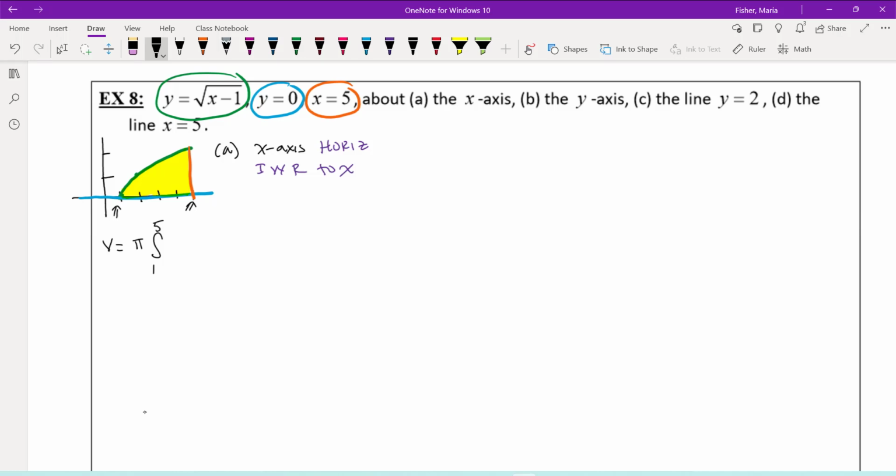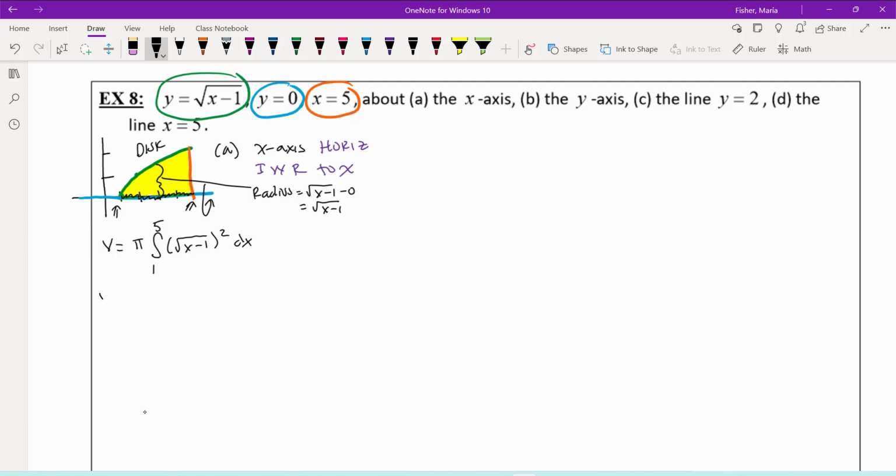Then I have to determine when I'm rotating about the x-axis, am I a disk or am I a washer? Well, I'm flush with the x-axis the whole entire time, right? That yellow region is always touching the x-axis. That makes this guy here a disk. Since it's a disk, I'm only going to have a radius squared. Well, what is that radius? Well, that radius is going to equal the green minus the blue, which is the square root of x minus 1 minus 0, or the square root of x minus 1. My radius is going to be the square root of x minus 1, and then I square that dx.